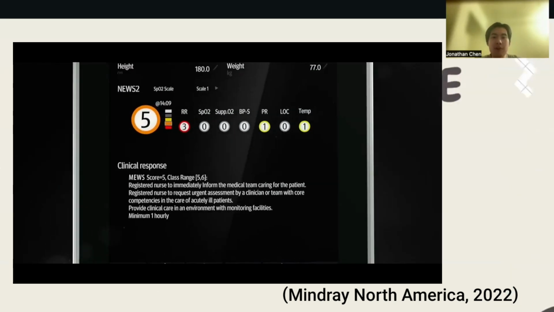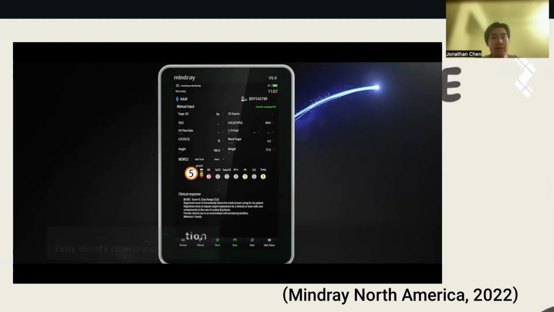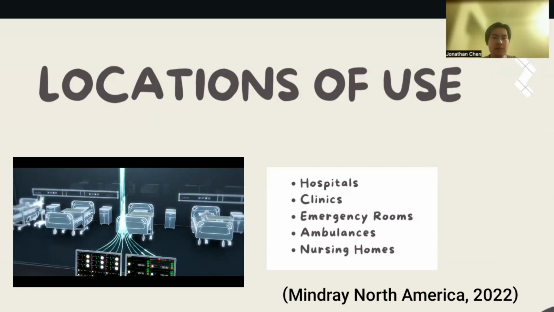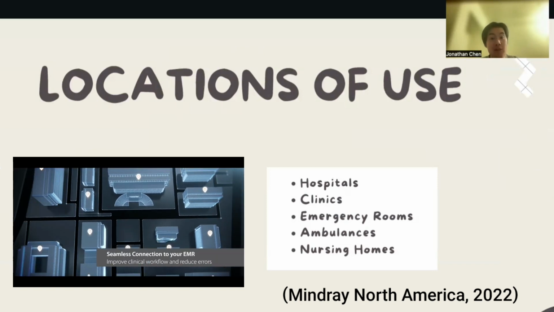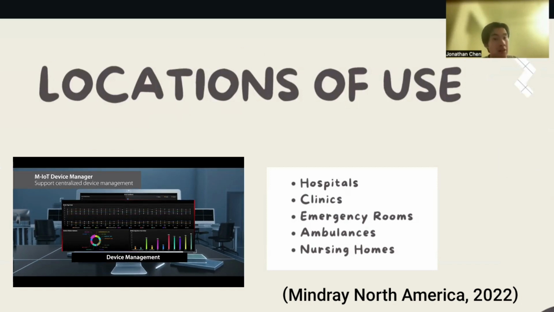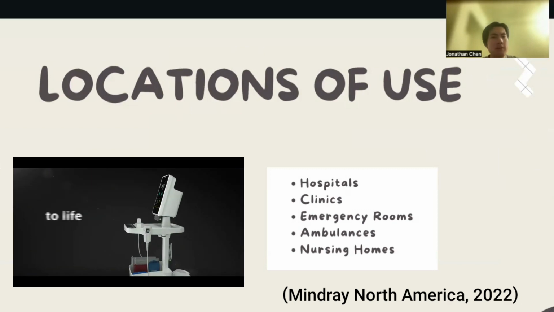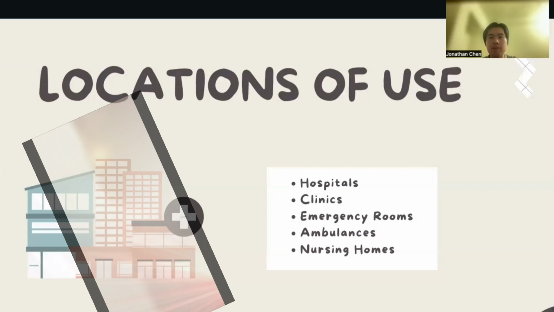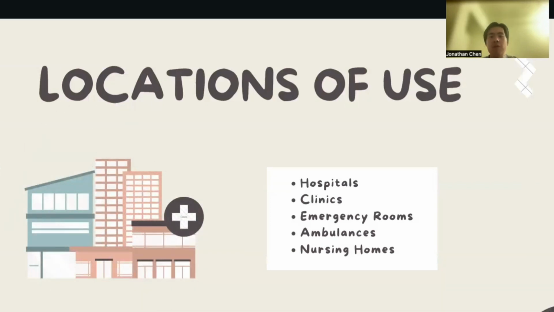Now, vital signs monitors, such as the ones I have previously talked about, are commonly used in hospitals, clinics, emergency rooms, ambulances, and nursing homes. These places are filled with patients in which monitoring their vitals are important for providers to do their jobs effectively.